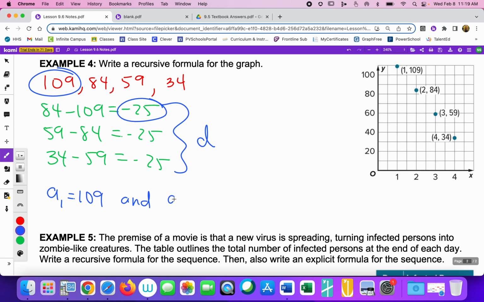And our formula for recursive would be a sub n minus 1, which is the previous term, minus 25, since it's a negative 25. And then just put a comma, and n has to be greater than or equal to 2, just meaning we don't want a 0, or there's no such thing as a negative term of a sequence. Like we can't go, what's the negative 5th term of the sequence? Doesn't work that way.